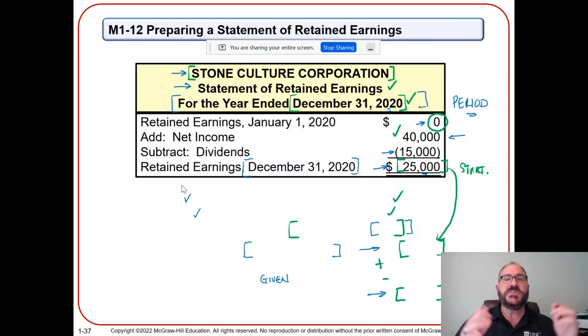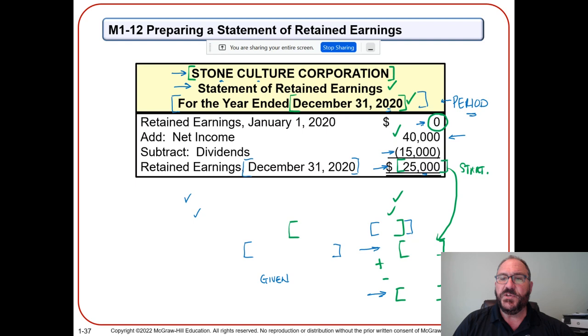So the first thing here, notice Stone Culture Corporation, the name of the company, statement of retained earnings, what kind of statement? And notice for the year ended December 31st, 2020. Remember, that's a period of time. There's only one statement that's for a point in time, and that's the balance sheet. All other statements are for a period of time.